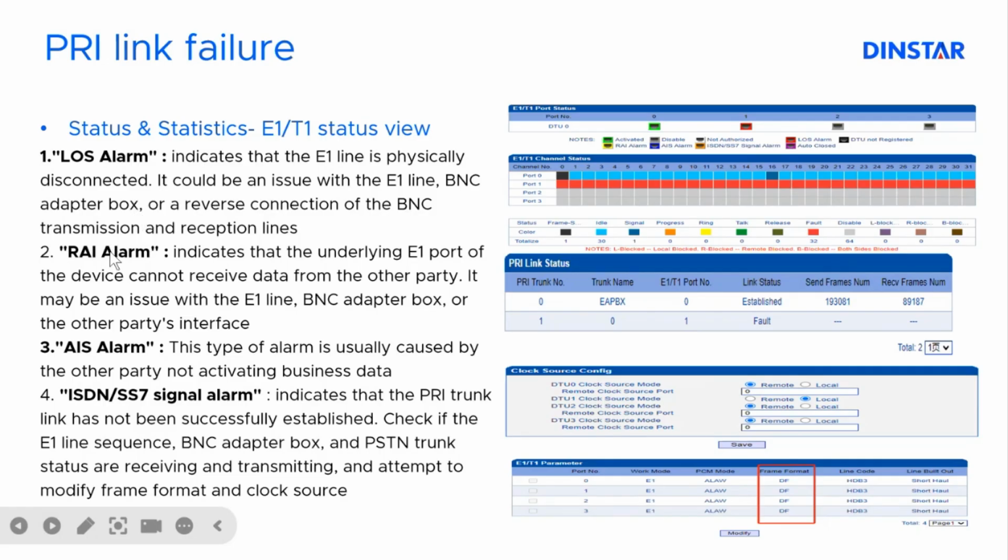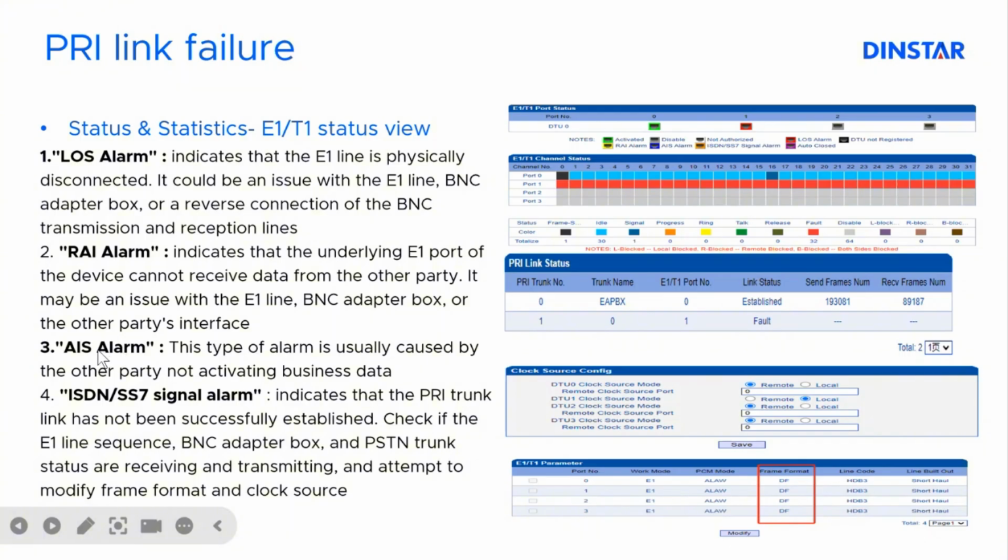And the second, the LOS alarm, indicates the underlying E1 port of the device can't receive data from the other party. So it may be an issue with the E1 line. We also need to check it one by one. So we need to check for physical disconnection, and also we need to check the interface.